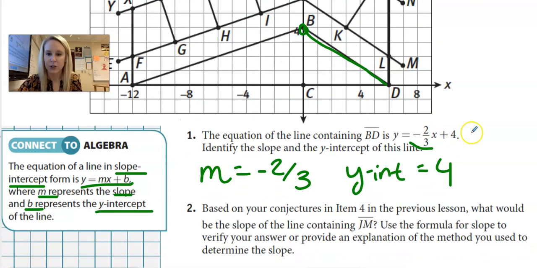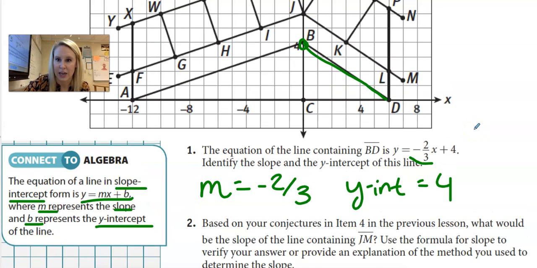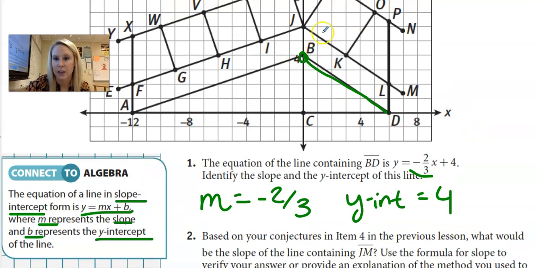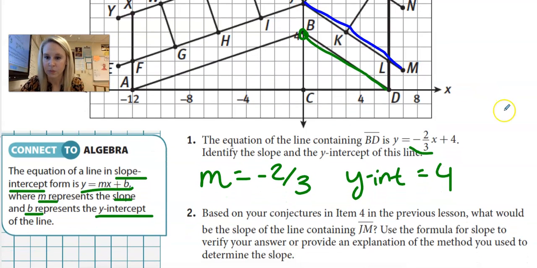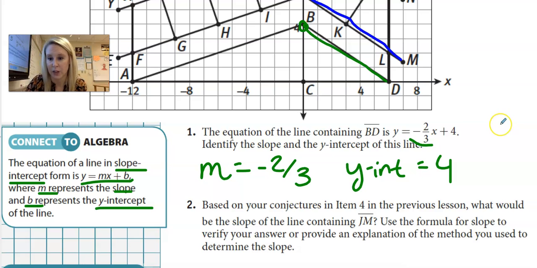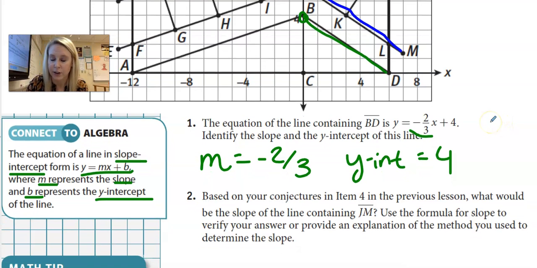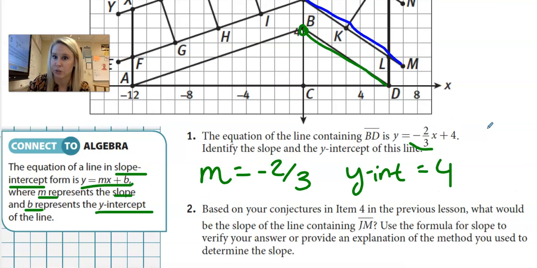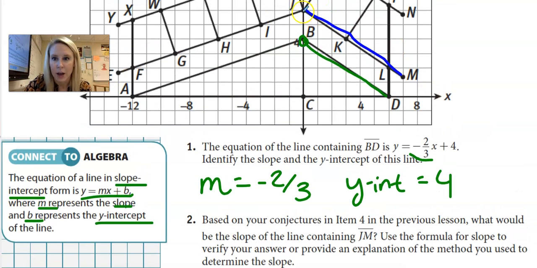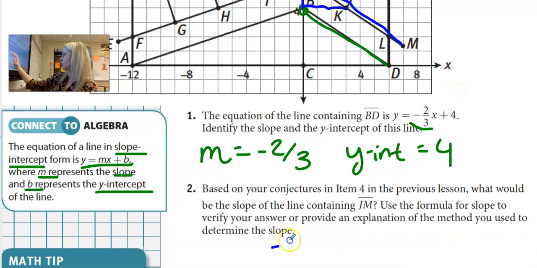Okay, based on your conjectures in item 4 in the previous lesson, what would be the slope of the line containing JM? So basically, JM we know is parallel. So it's basically asking what will be the slope of the line. Use the slope formula to verify your answer or provide an explanation you use to determine it. So we're going to do rise over run. So down 2, 1, 2, 3. It went down 2 over 3 because I did rise over run.